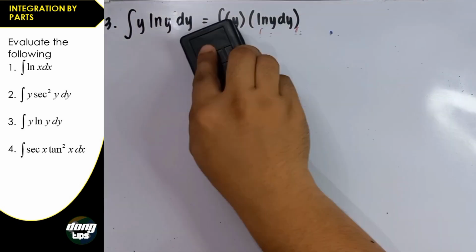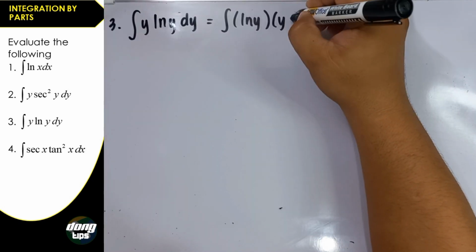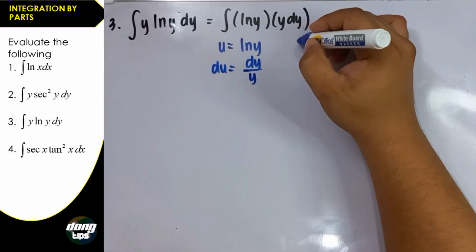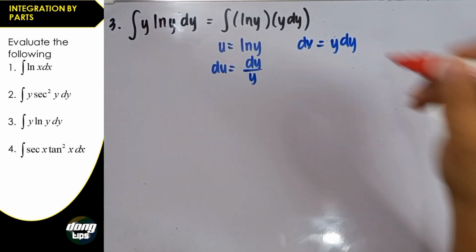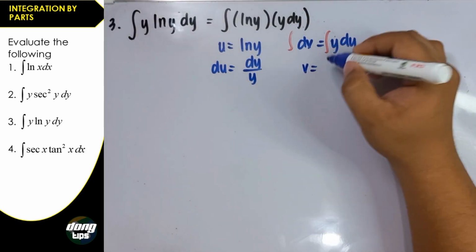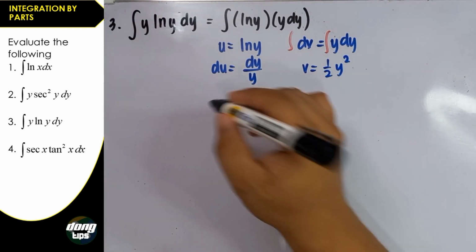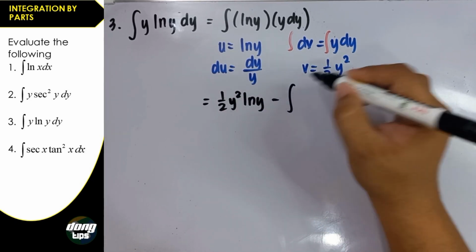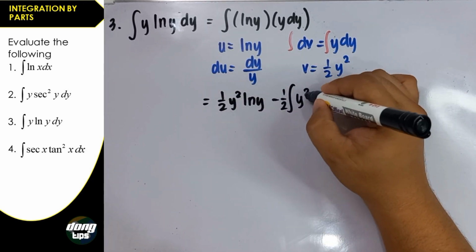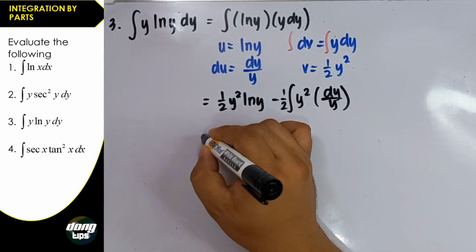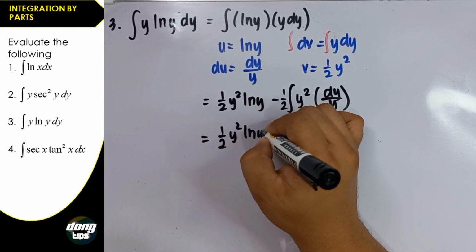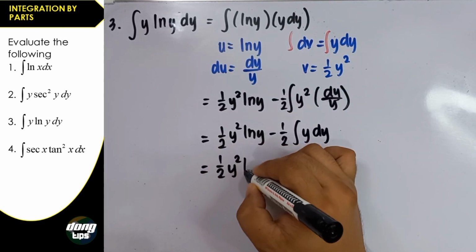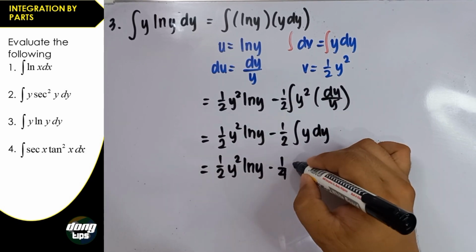Let's try another solution. What if we interchange the u and the dv? This time we use u equals to ln of y, then the derivative of u is dy over y, and dv is equals to y dy, and v is equals to y squared over 2. Use the formula again, substitute the values. And here, we get the same answer, but with less complicated solution.